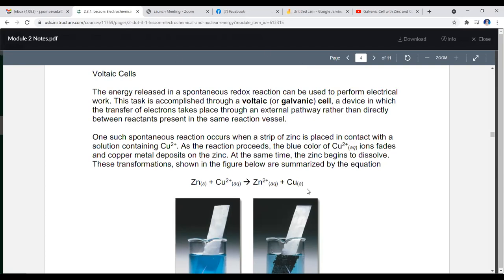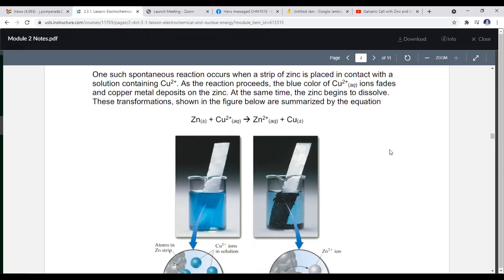Now, one such spontaneous reaction occurs when a strip of zinc, so let's say for example you have this zinc metal in here, is placed in contact with a solution of copper. So you have this particular electrode of zinc metal dipped into a solution of this particular metal as well. So the solution where you place the zinc electrode is also a solution of this metal, zinc. And in this particular reaction, you will have it connected with a copper.